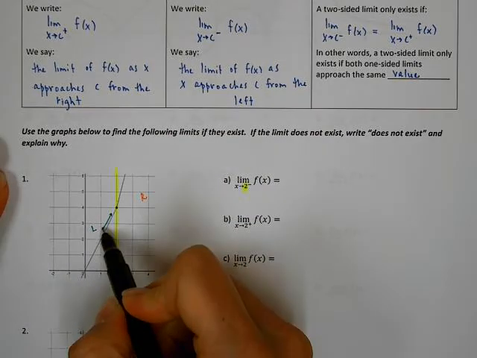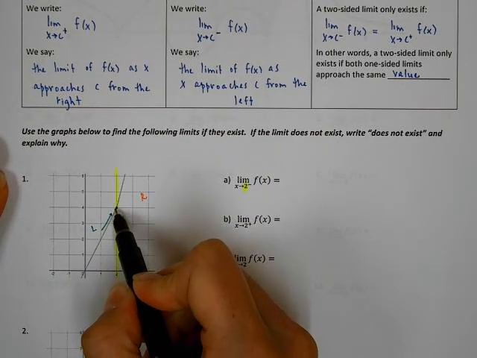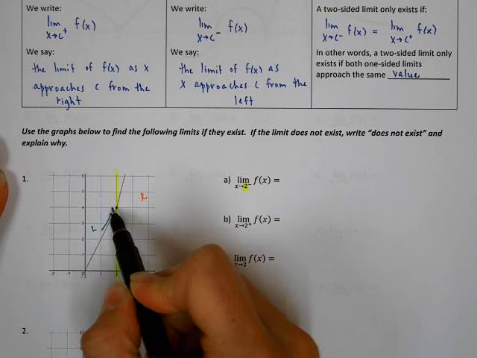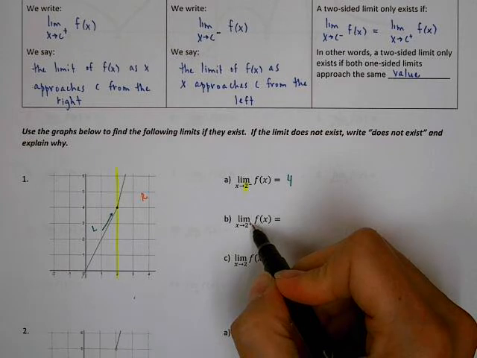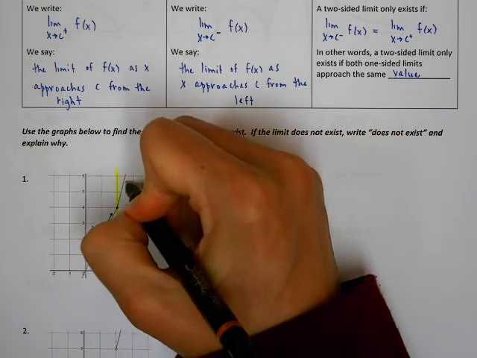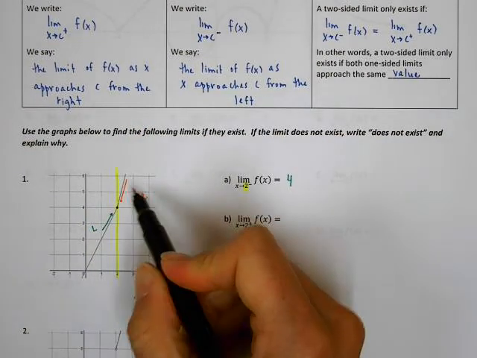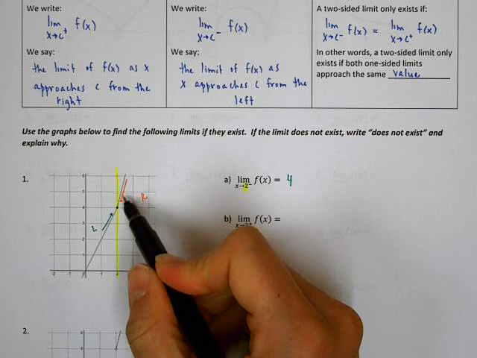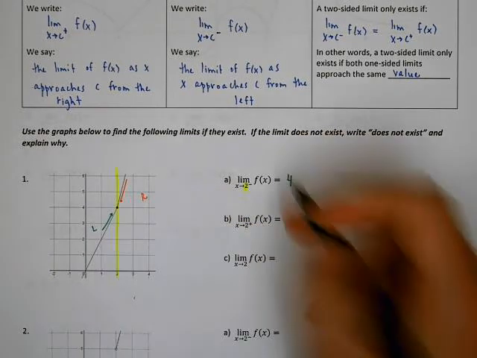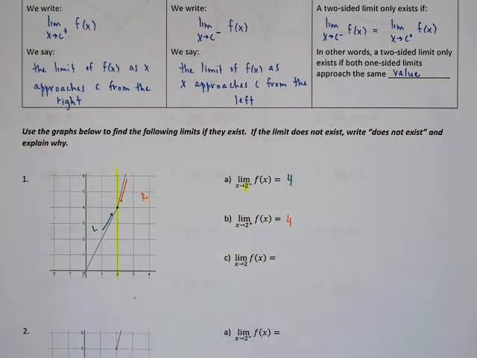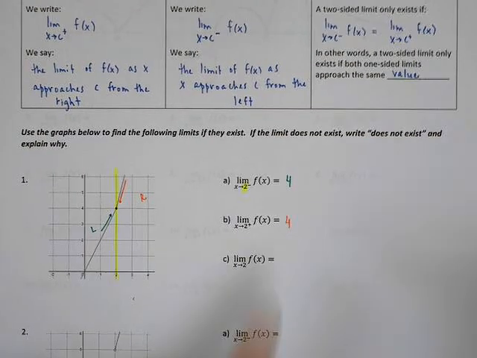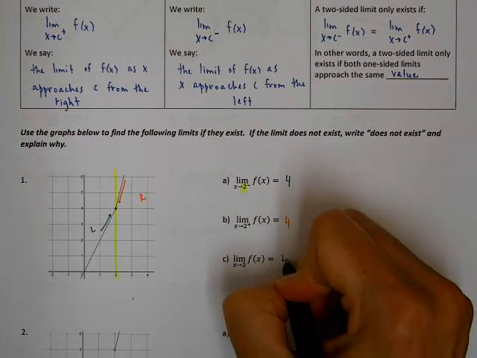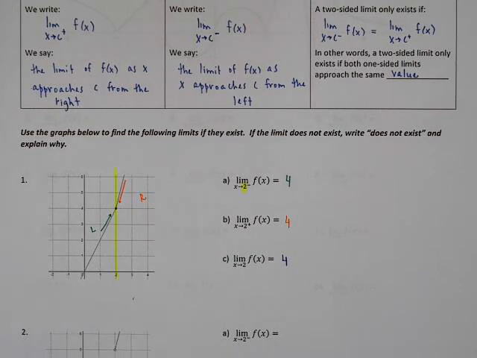In this case, as I get closer to x equals 2, it looks like my y value is getting close to 4. Now, when I look at 2 and I'm approaching from the right, I'm approaching from this side. And again, as I get closer and closer to x equals 2, it looks like my y value is 4. So in this case, since my left and my right agree, I know I have a two-sided limit, and that value is also 4.